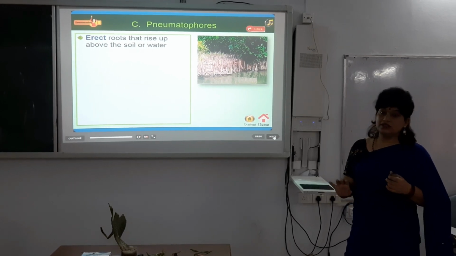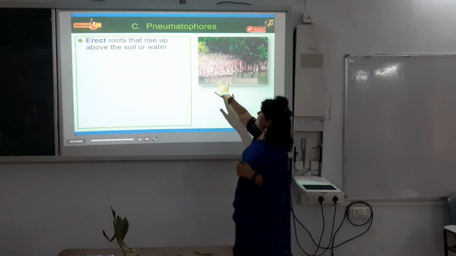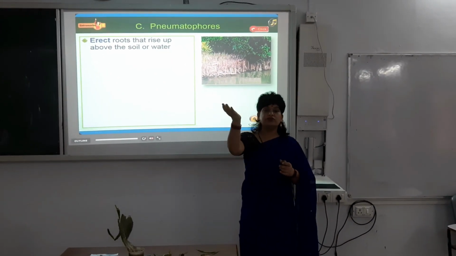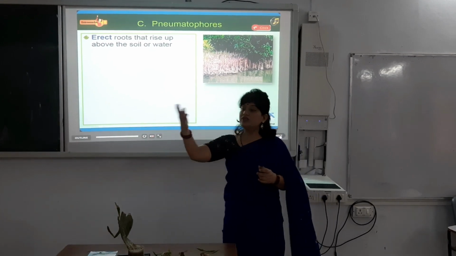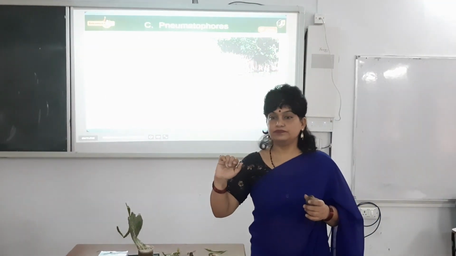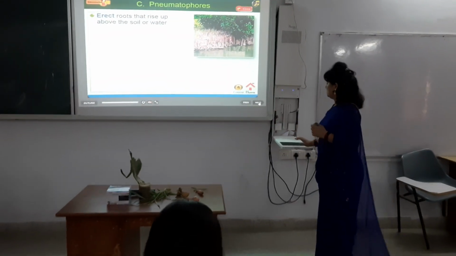Pneumatophore. This is another kind of root. What you observe here is that the root is coming out of the soil. Usually the root has to go into the soil, but these are coming out of the soil. Why? I told you the condition of the water. If there is not enough oxygen inside the soil, it will come out to breathe oxygen, because under the soil there is water.